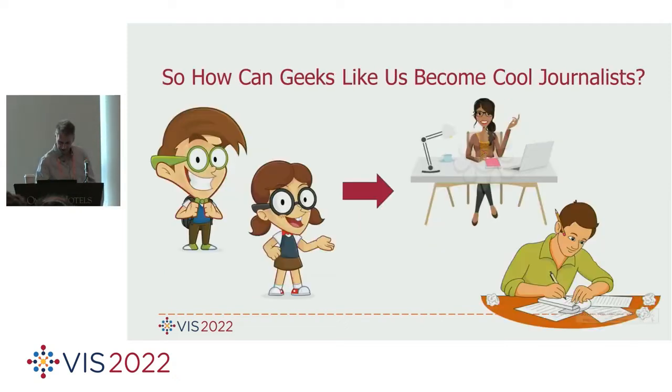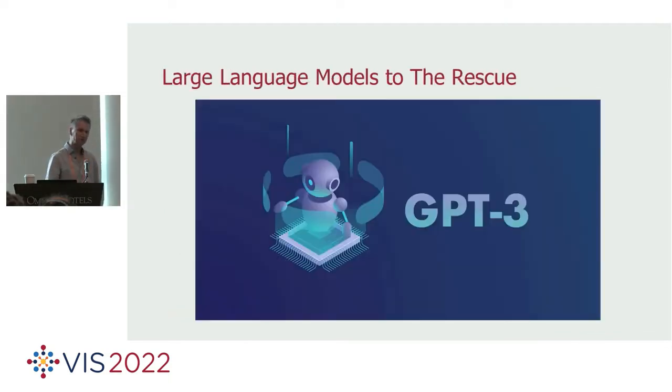So how can us geeks become these cool journalists that write these beautiful captions that are so engaging? How can we do that? Luckily there's something called GPT-3, and you've already heard about this before. This can save our butts.